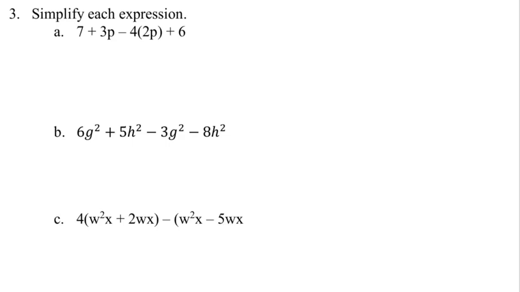Next, we want to simplify each expression. So here, if there's any multiplication or parentheses, I want to get rid of those. So right now, I can combine like terms. So I have 7 plus 6 is 13. And then I have plus 3p. And then I have 4 times 2p is 8p. So this is a minus 8p. And then I can combine like terms, but let me put this p back in here for the 3. This is going to equal 13. And then 3p minus 8p is a negative 5p.